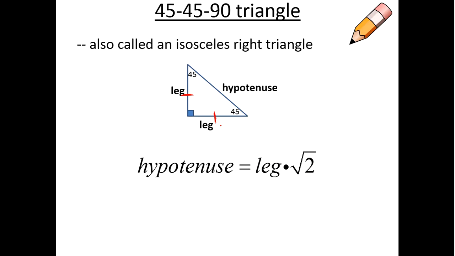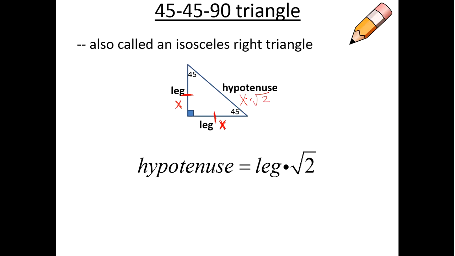I like to think of it in this way. If my leg is x, so both my legs are the value of x, my hypotenuse is whatever the leg is times the square root of 2. So I like to think of it as x, x, and x with the square root of 2 attached.